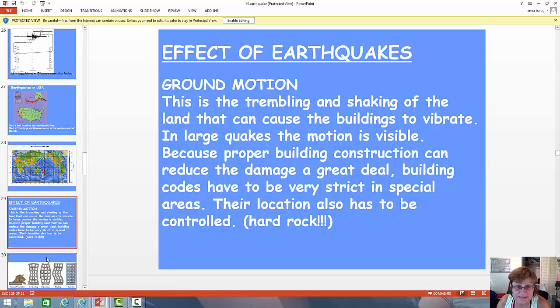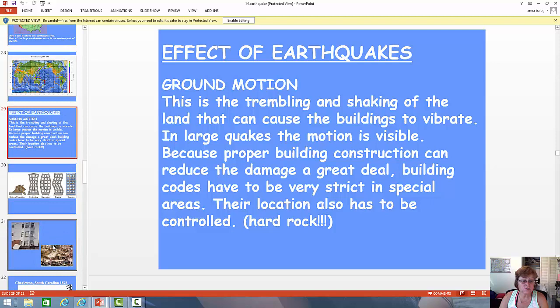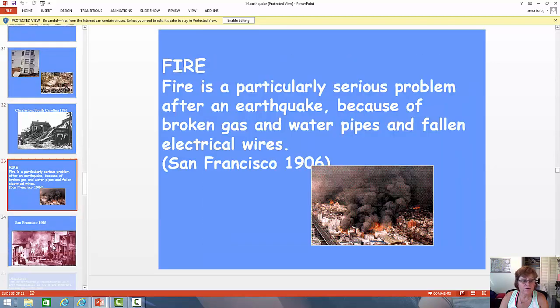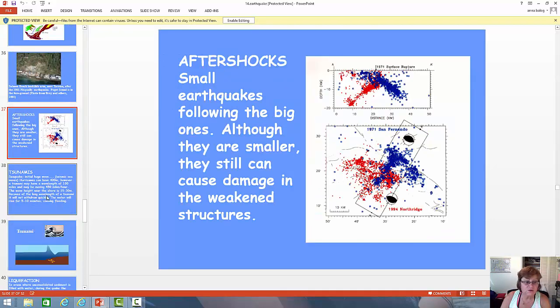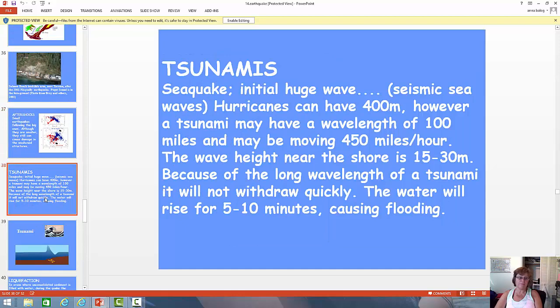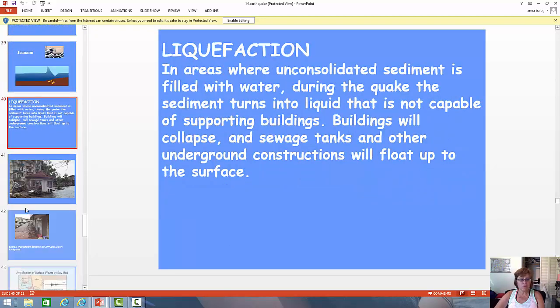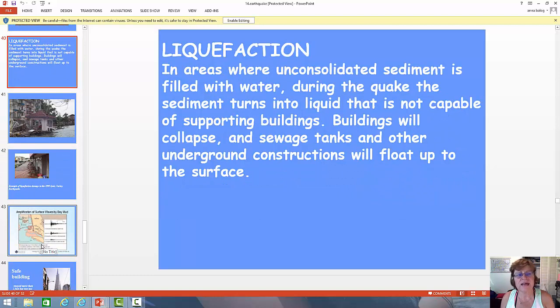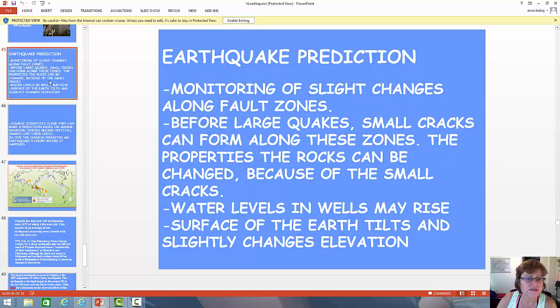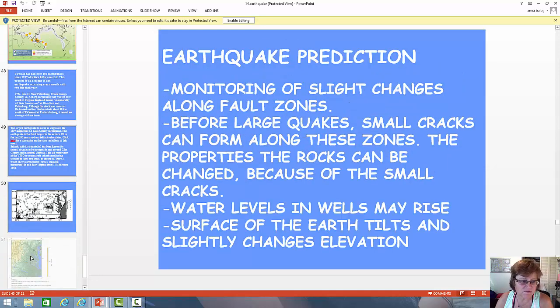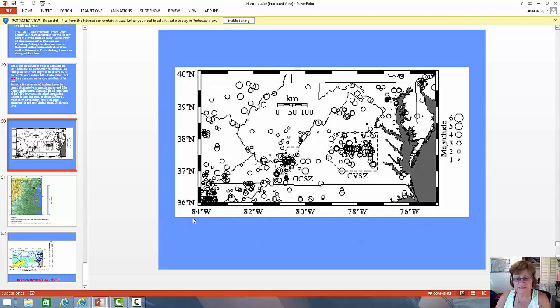You got to know the effects. So you got to know ground motion, fire, the landslides. You got to know the aftershocks, tsunami, what is tsunami and what happens. Liquefaction, important. So most likely I will ask you the effects of earthquakes, and you have to be able to list them all and say one or two words about each. This is just about the prediction. You know, it's impossible, but there are a couple of slides here about it, and the earthquakes in Virginia, just a little bit about that.